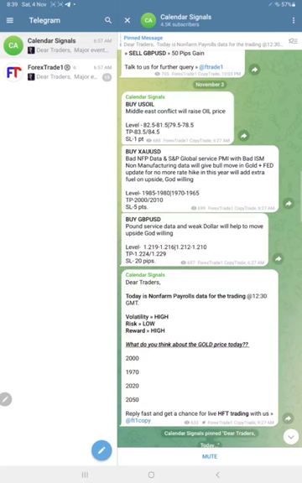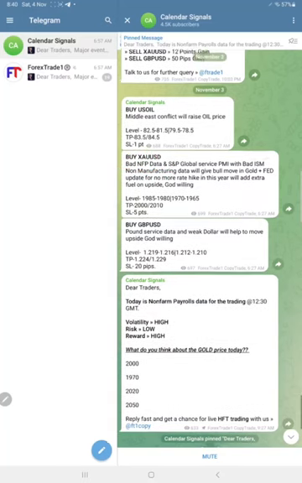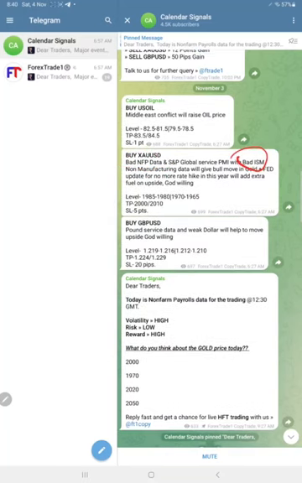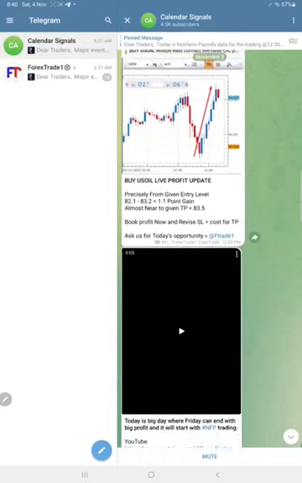So this was our prediction: bad NFP data and then bad ISM manufacturing data. You see, bad NFP data, and also we predicted bad ISM manufacturing data. As we predicted, data was bad, which was good for USOIL, and the price went up.